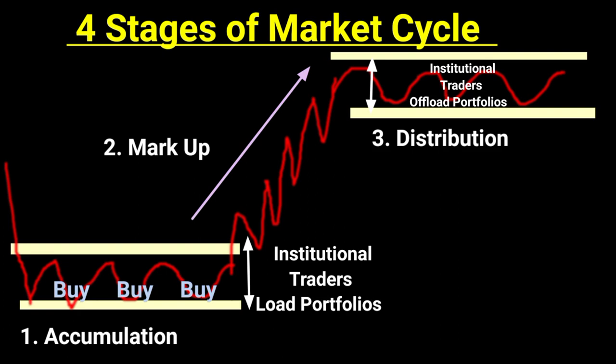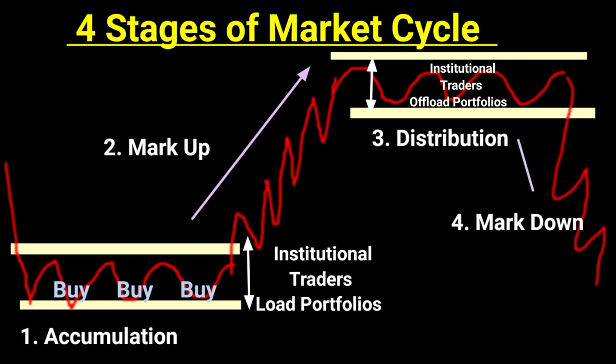Then after that, you have the final phase, which is called the markdown phase. The markdown phase occurs as a result of a downward breakout of the distribution range, and you experience price fall very sharply. And after the markdown phase, you will experience another accumulation, and then markup, then distribution, and markdown. And it continues that way. It's a cycle. These are the 4 phases of a market cycle.